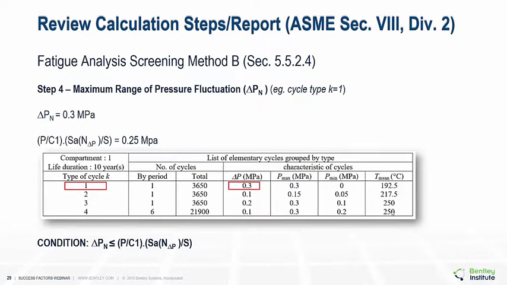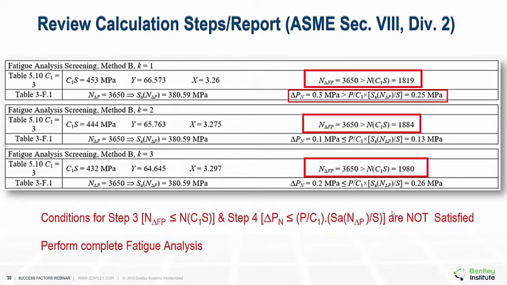Step 4 includes comparison of the maximum range of pressure fluctuation delta Pn, which is 0.3 megapascal for cycle K equal to 1. The value should be less than the parameter P given by C1 times SA by S shown above. As we can see from our report, both the criteria in the previous steps have failed. The actual number of cycles exceeds the permissible design value and also the maximum range of pressure fluctuation exceeds. If any of the above conditions fail, the screening fails, and in this case both the conditions are not satisfied. Hence a detailed fatigue analysis is necessary.